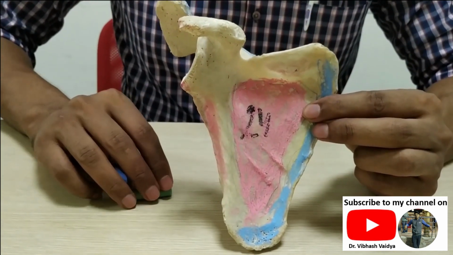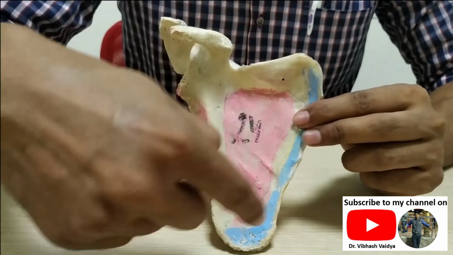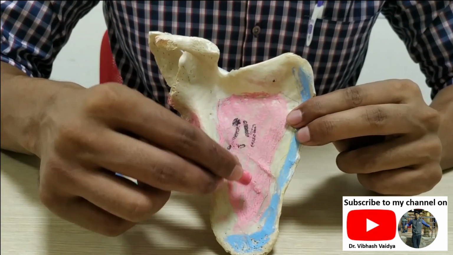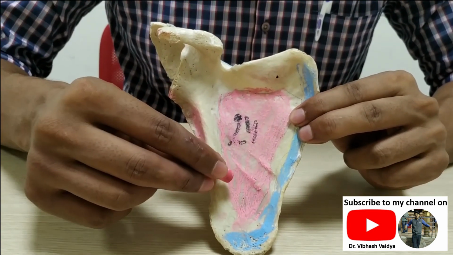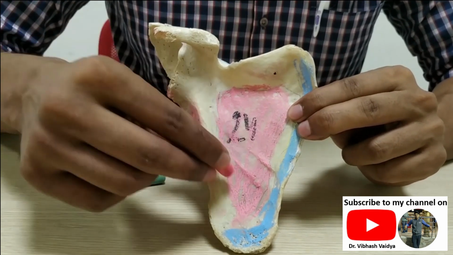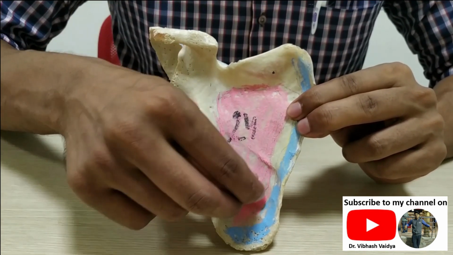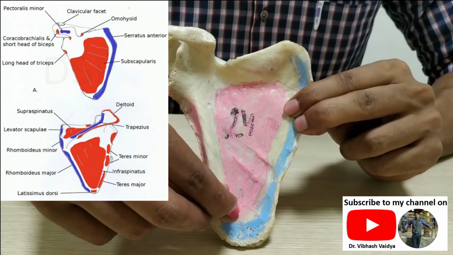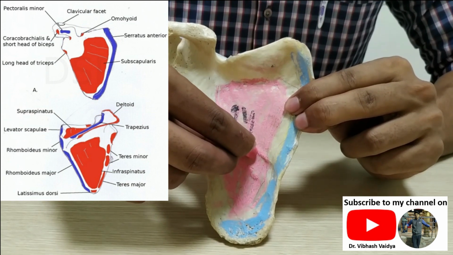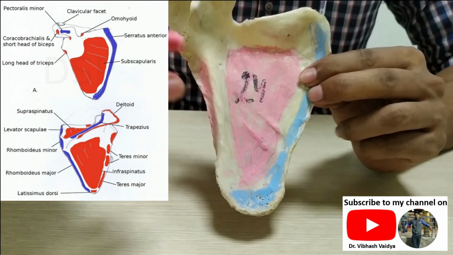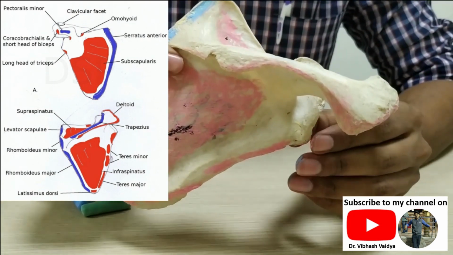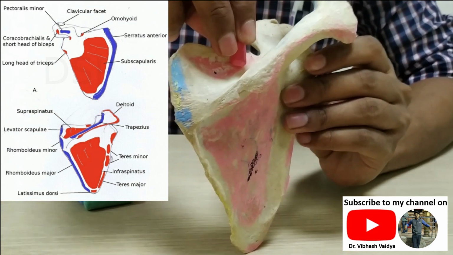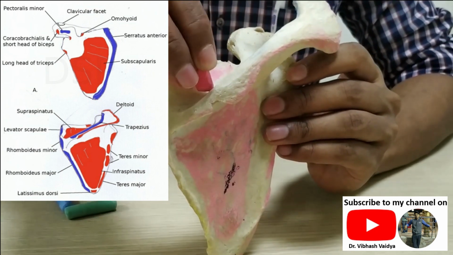Now we'll talk about the attachments of the scapula. First we'll talk about the attachments over the anterior aspect. You can see here the multipennate subscapularis arises from the medial two-thirds of the subscapular fossa. Here we have the subscapular fossa, and this portion provides the origin of the subscapularis muscle. Then the supraspinatus arises from the medial two-thirds of the supraspinous fossa, including the upper surface of the spine.